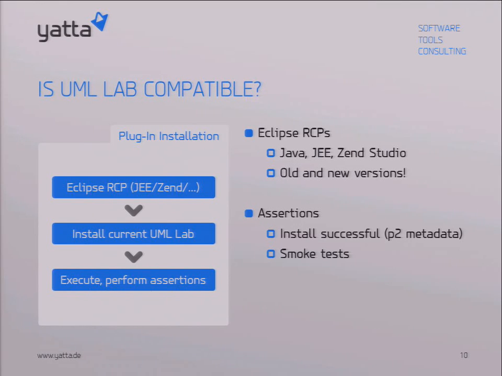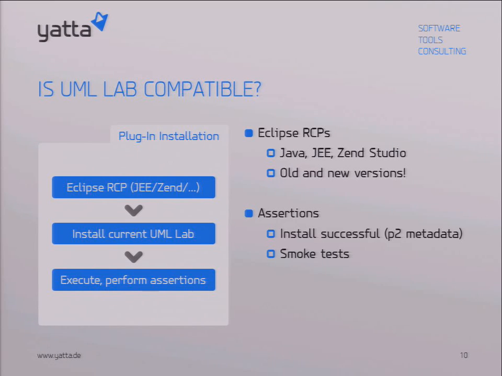So I want to give you some impressions of what we're testing. The first test is about the compatibility of our tools. We take, as an input for this kind of tests, a predefined set of Eclipse RCPs, like the Java Enterprise Edition RCP or the Zend Studio. An important point here is that we have to test this against different versions of these RCPs. Because we see this in our download statistics: every time a new Eclipse release arrives, we have a peak in our downloads, because users usually evaluate tools when there is a new Eclipse release.